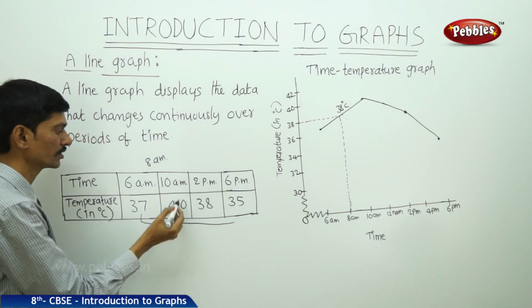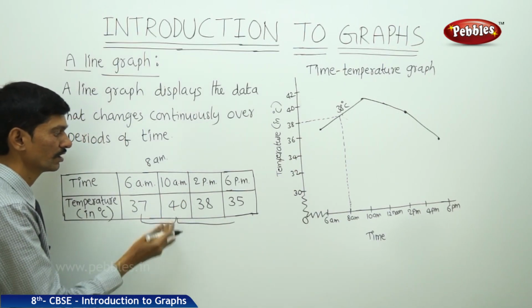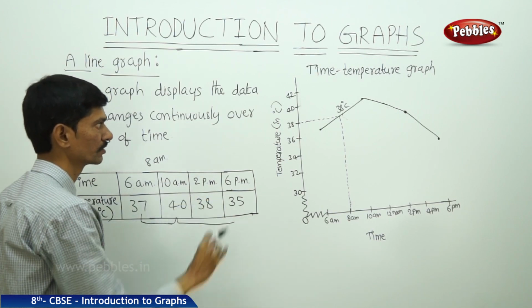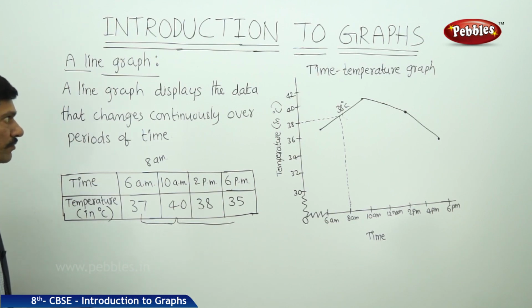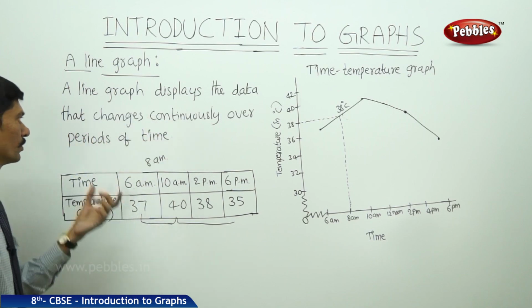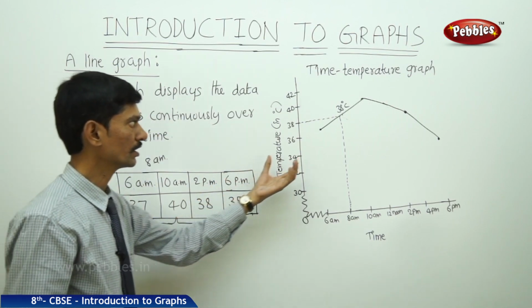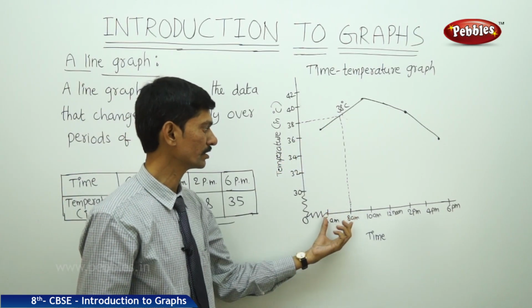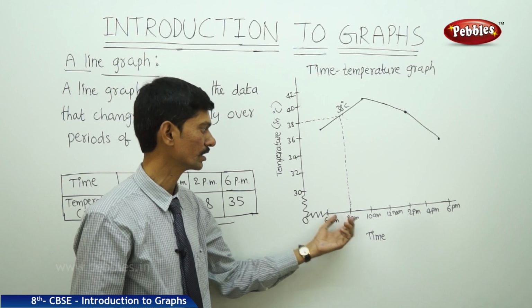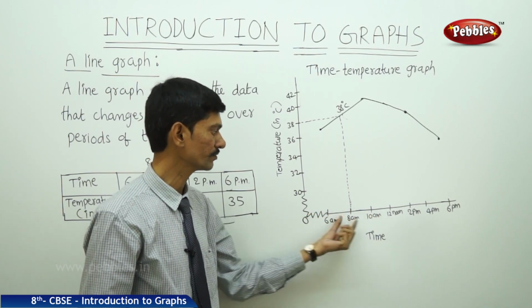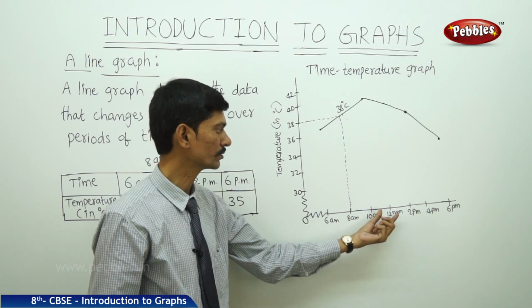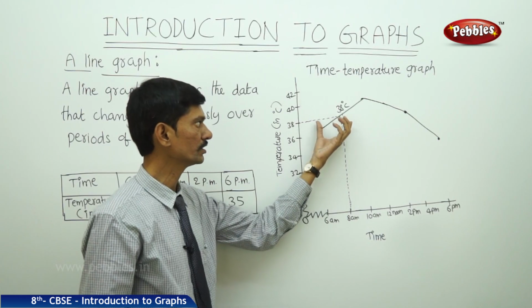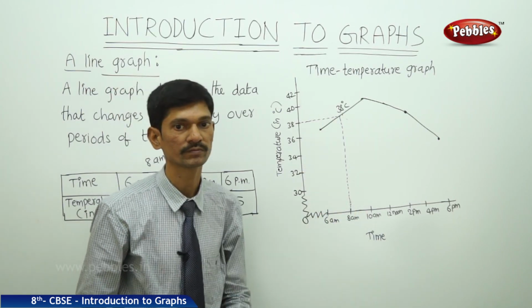Again at 10 am the temperature was 40 degrees centigrade, and from 10 am the temperature was decreasing. So this is the time-temperature graph, means it is a line graph. A line graph displays the data that changes continuously over periods of time. Here the data is changing continuously over periods of time. When you take the time on the horizontal line, over the periods of this time, from 6 am to 8 am, from 8 am to 10 am, from 10 am to 12 noon, the data is changing continuously over the periods of time.